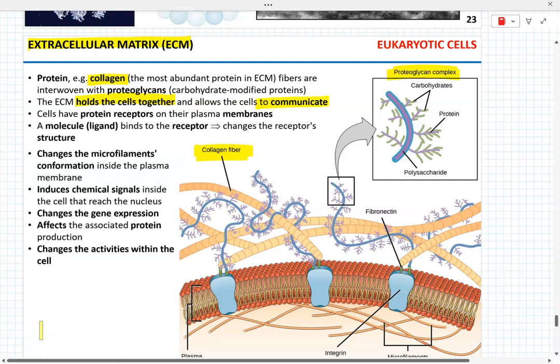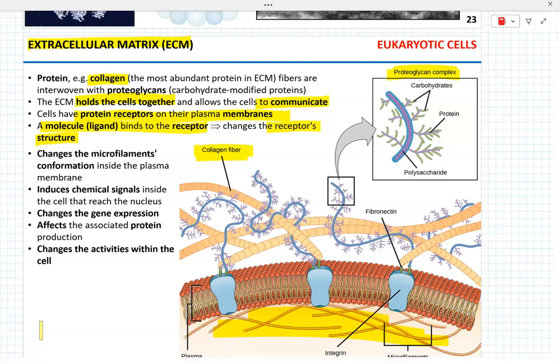Cells may have receptor proteins in the plasma membranes. When a molecule called a ligand binds to the receptor, that changes the shape of the receptor. The change in the receptor shape alters the conformation of microfilaments on the cytoplasmic side of the membrane. This change in the microfilament shape may induce chemical signals inside of the cell. These chemical signals reach the nucleus and alter gene expression.